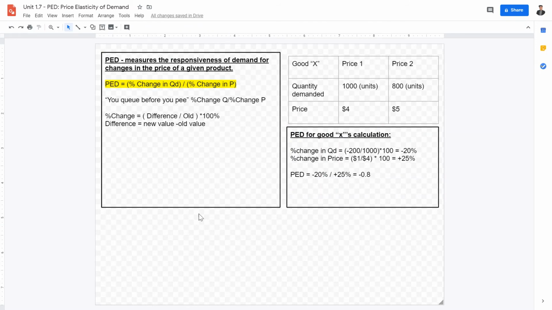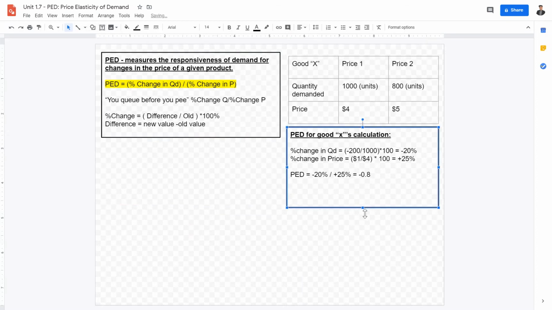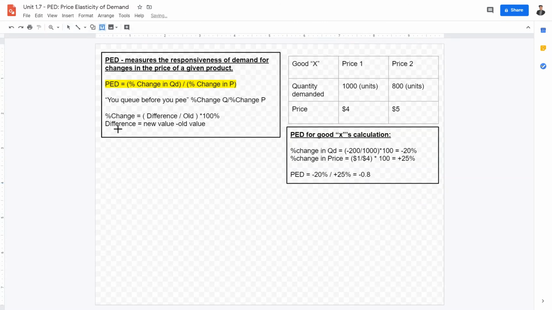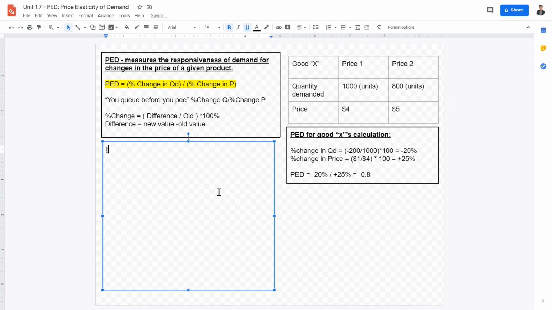Now you might be rather confused. What does it mean that the PED is 0.8? There are quite a few things you want to take note of. It will be rather helpful if you know this, so why don't you take a pen out and let's take some notes. Here is the interpretation of PED values.